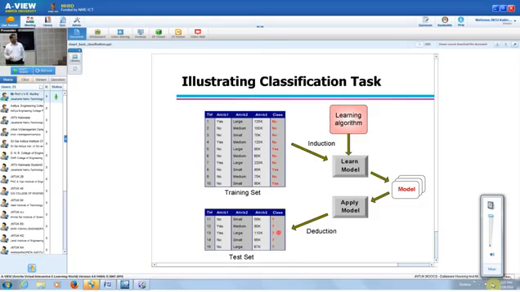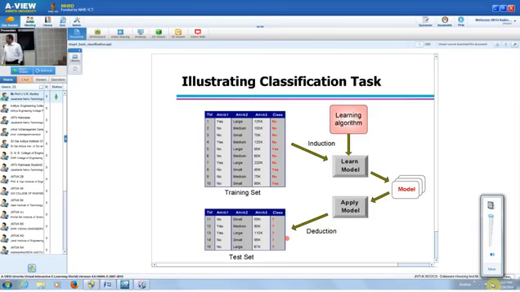This is the induction part. You will be learning the model. This is the learning algorithm. The input to the learning algorithm is this. Then the learning algorithm applies, so the learning model is prepared here. From this the model is there. You apply the model and deduce the results, that is, the class.